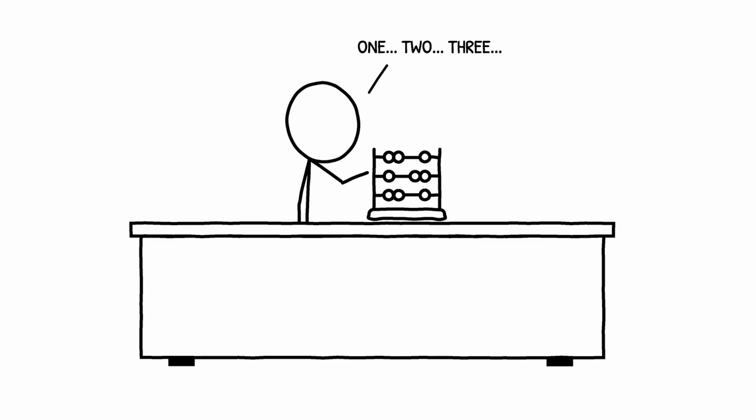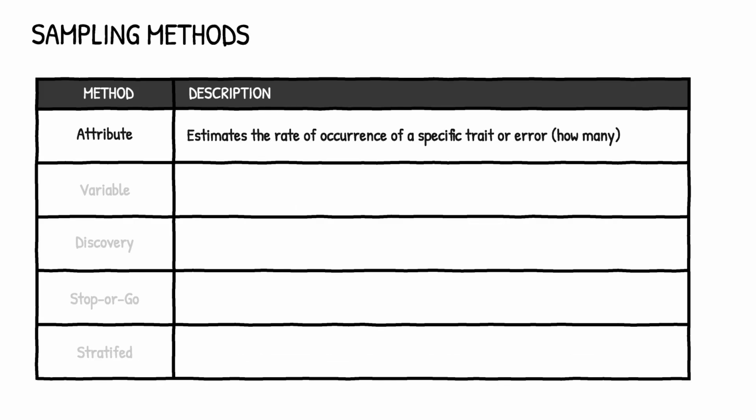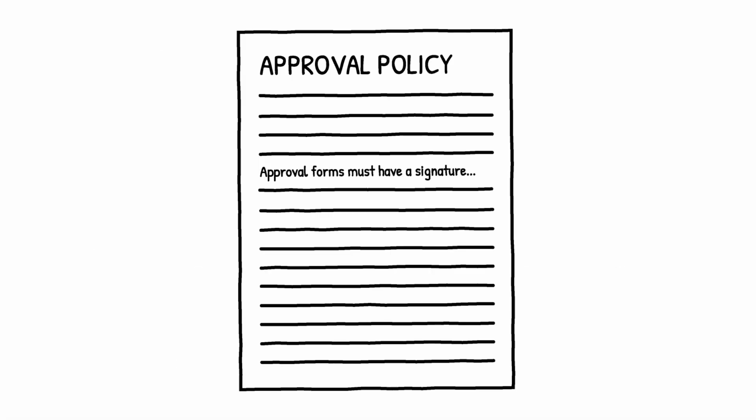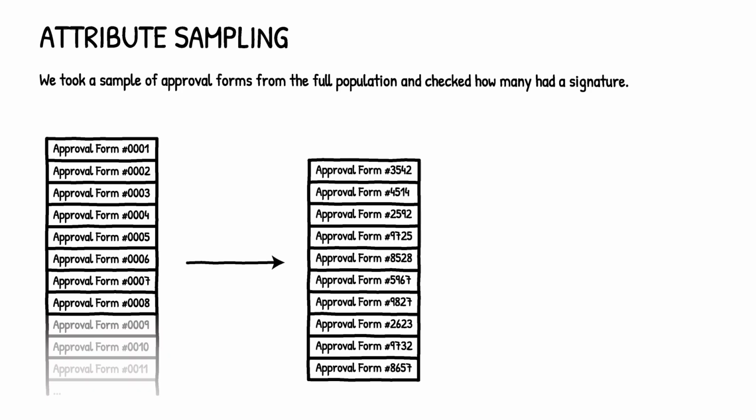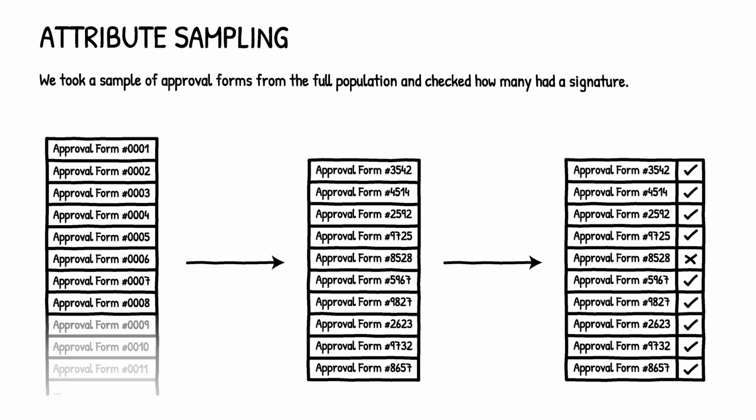When we want to see the frequency of a particular condition or error, we use attribute sampling. That's because attribute sampling estimates the rate of occurrence of a specific trait or error. Imagine an organization requires all approval forms to have a signature. If we want to test compliance with this, we would perform attribute sampling by taking a random sample of approval forms from the population and then checking how many in that sample have a signature.